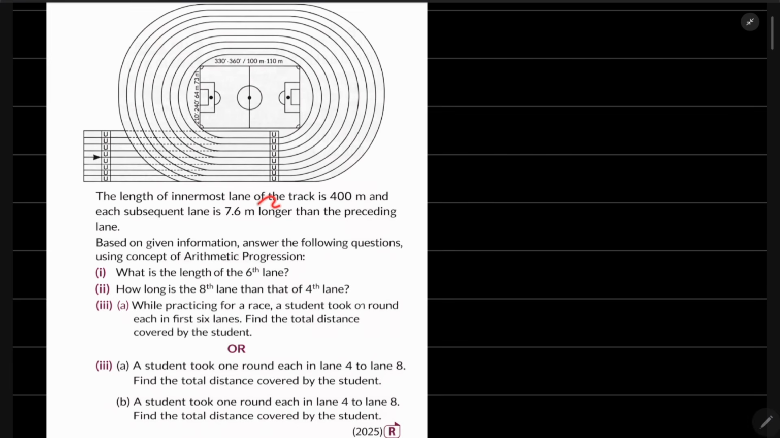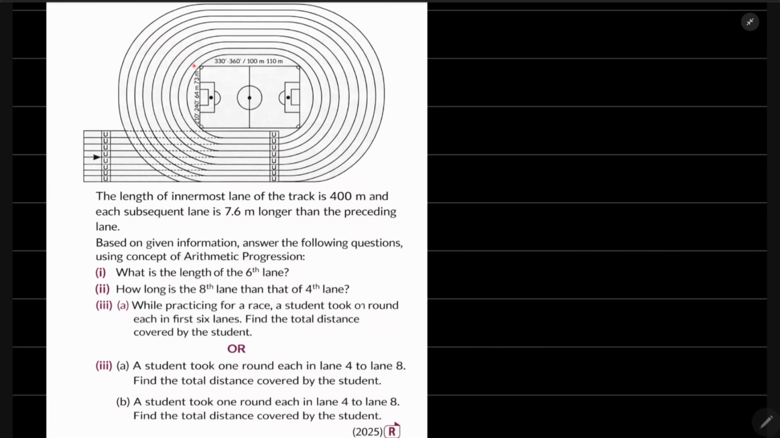The length of the innermost lane of the track is 400 meters, and each subsequent lane is 7.6 meter longer than the preceding lane. So the innermost lane is of length 400 meters, and each of the subsequent lanes is 7.6 meter longer than the preceding lane. Now, based on this information, answer the following question using the concept of arithmetic progression. The first one, what is the length of the sixth lane?